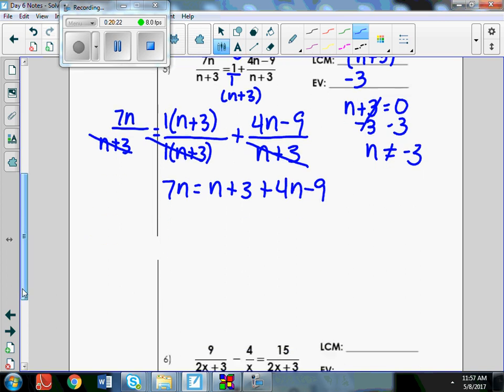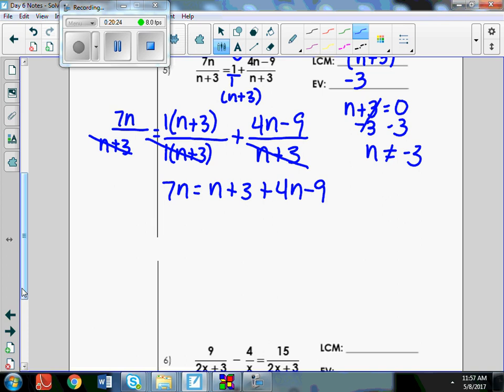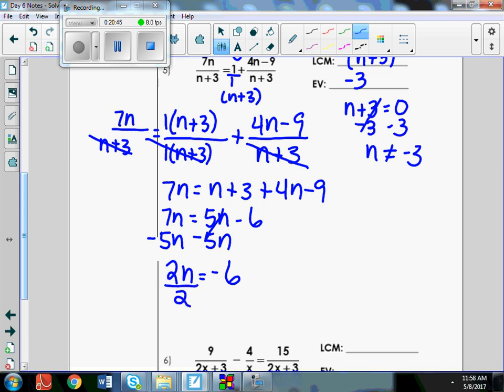Okay, so I'd probably combine like terms first. So on the right-hand side, that would give me 5n minus 6. And then I'm going to subtract 5n to get my n terms together. That leaves me with 2n equals negative 6. And then divide by the 2. And so my answer is n equals negative 3.